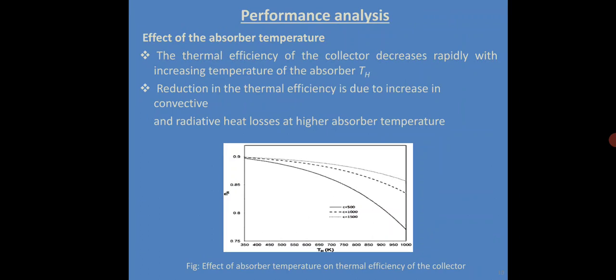Performance analysis. Effect of the absorber temperature. The thermal efficiency of the collector decreases rapidly with the increased temperature of the absorber TH. Reduction in the thermal efficiency is due to increase in convective and radiative heat losses at higher absorber temperature.